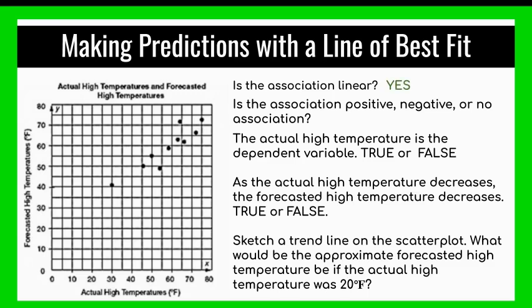Yes, remember we're not talking about perfect straight lines, but for the most part, the data is moving up in what would look like a line. I'll give you a hint. We can't draw a line of best fit if the association is not linear. So for our purposes here, we're going to say it is linear. Is the association positive, negative, or no association? Well, as the actual high temperatures have increased, the forecasted high temperatures also increase, so it is positive.